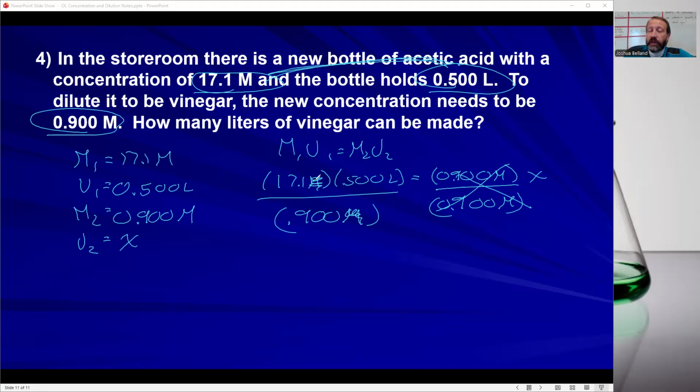I'm going to take 17.1, which is 3 sig digs. I'm going to multiply by 0.500, which is 3 sig digs. And I'm going to divide by 0.0900, which is 3 sig digs. Okay. And here is what I get. By the way, I'm looking for volume. We'll talk about that in just a moment. I get 9.5, but that's only 2 sig digs. And I have 3 and 3 and 3, so I want 3. Okay. I'll just add a significant 0, and then it works.